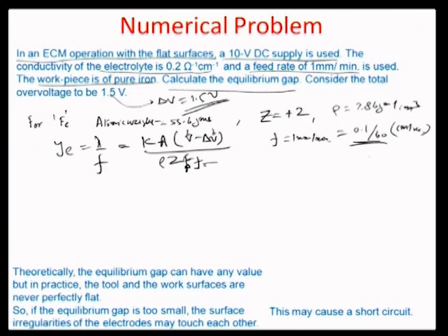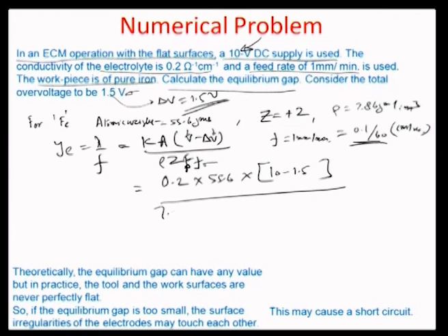And we first find what Ye is. So, the conductivity is 0.2 ohm inverse centimeter inverse, atomic weight 55.6 times V minus delta V. As you know, 10 volts is the available voltage, the over voltage is 1.5. So, you have 10 minus 1.5 as the V minus delta V term, divided by 7.86 gram per centimeter cube, which is the density, okay, times valency, which is plus 2, times the feed rate, which is 0.1 by 60, times this 96,500 coulombs, okay, which is the Faraday constant.